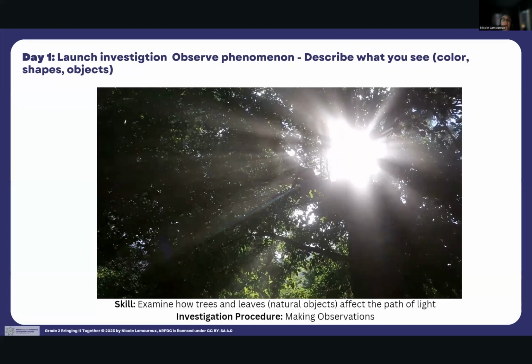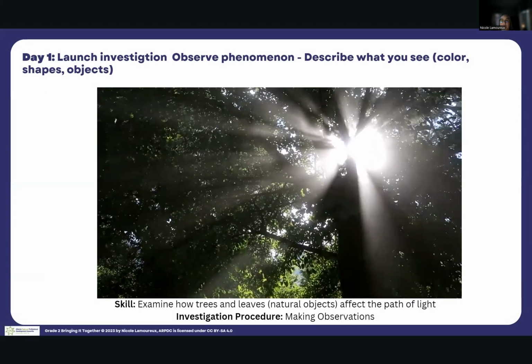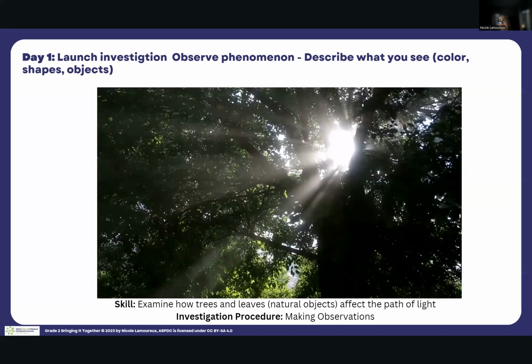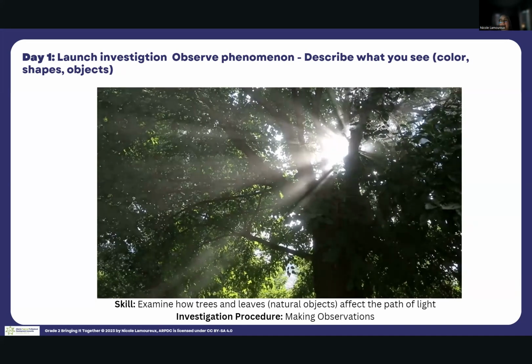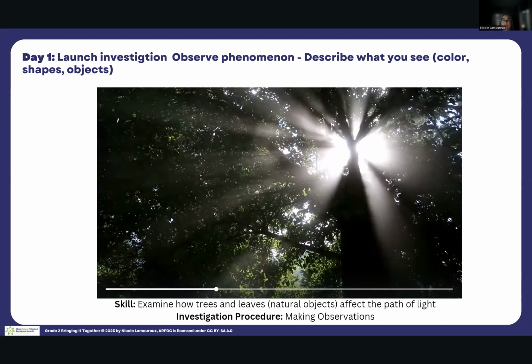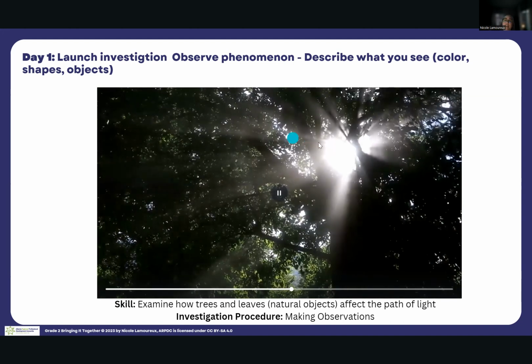So to begin with, they're shown a video of the sunlight through the trees and leaves. Now, instead of saying, what do you see? Because they're just going to say, I see trees, leaves, and a sun. Get them to slow their thinking a bit to describe what color or shapes they see before they name the objects. So you might want to play it a couple of times for them to observe. And then get them to say, what is happening?